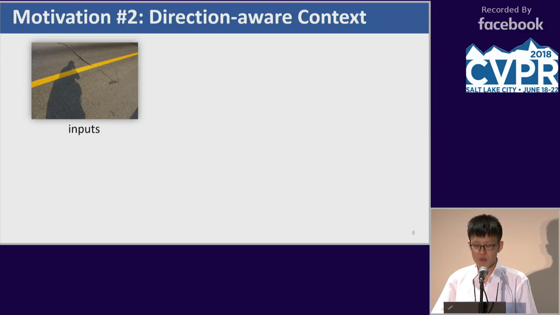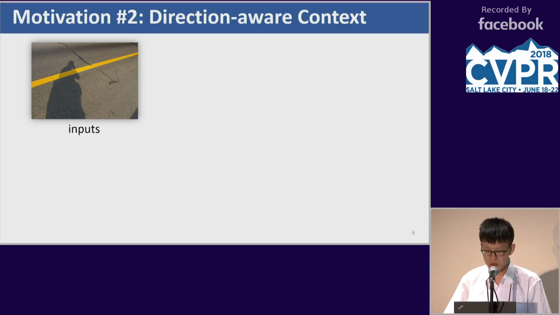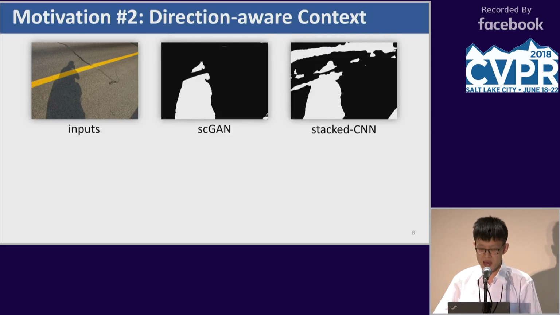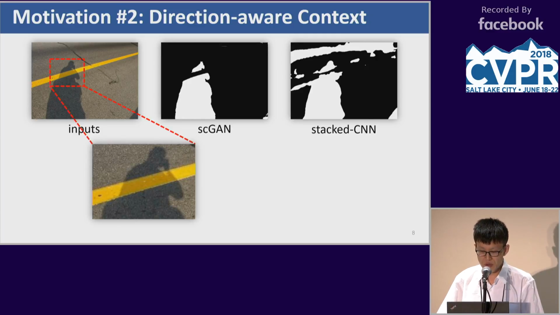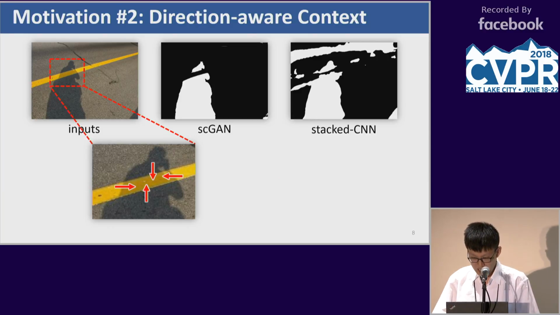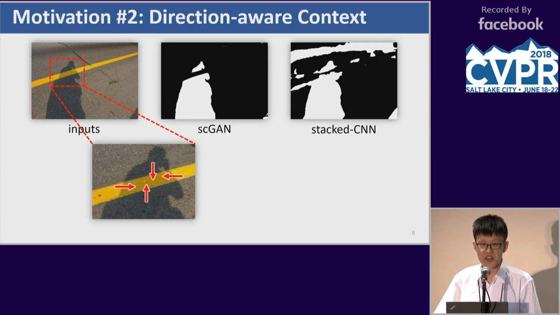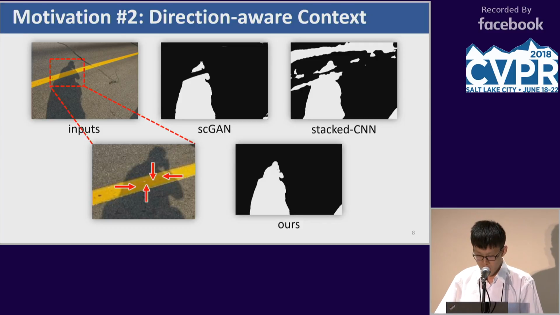Look at this example. The shadow is located on the background with different colors. If we use the traditional methods, the shadow on the yellow region may be lost. But if we can consider the image context in a direction-aware manner, we can propagate the shadow information from the left and the bottom. We can also use the information from the left and the right to infer the shadow on the yellow region. Then, our method can more effectively detect the shadow in such region.